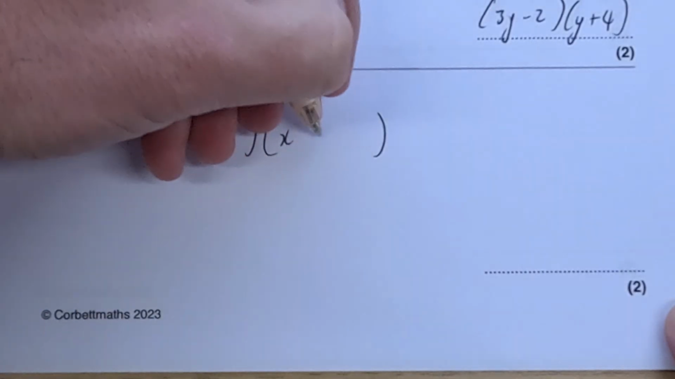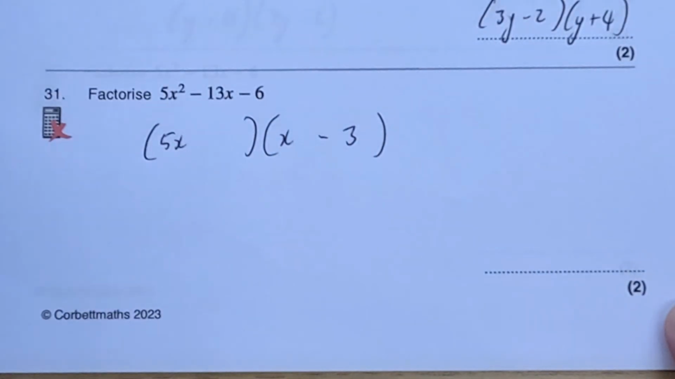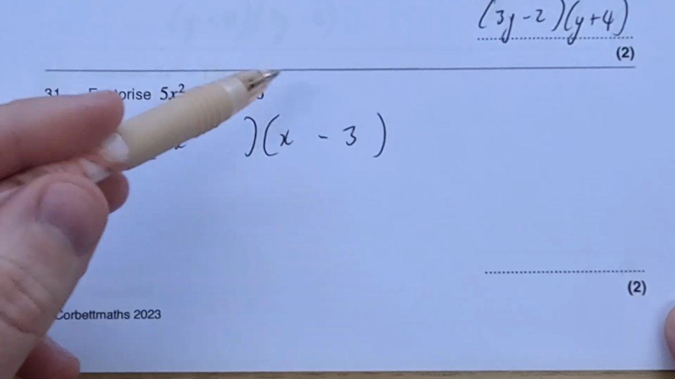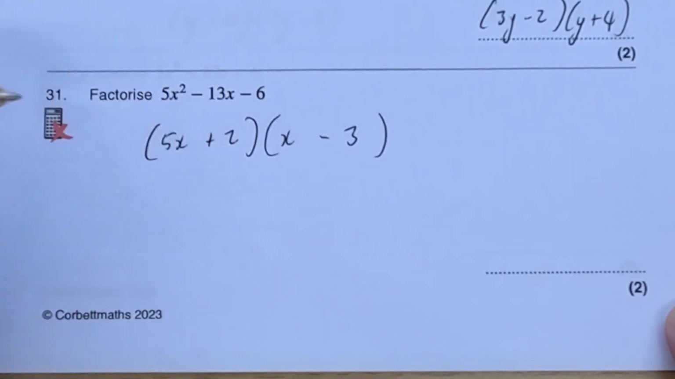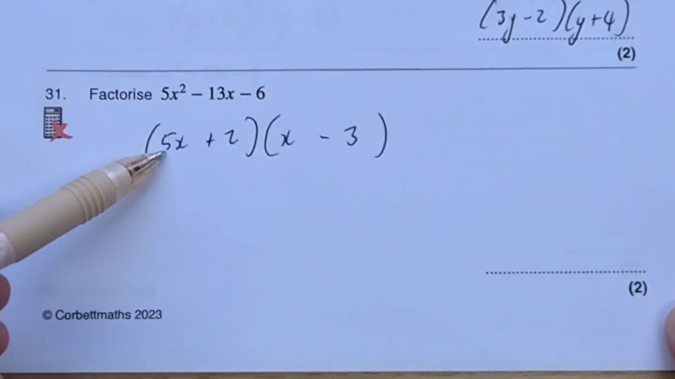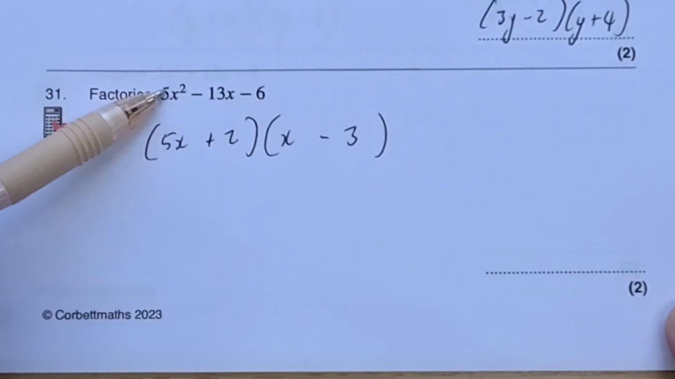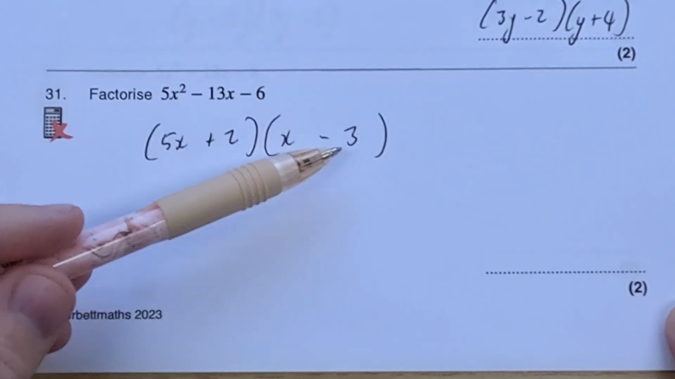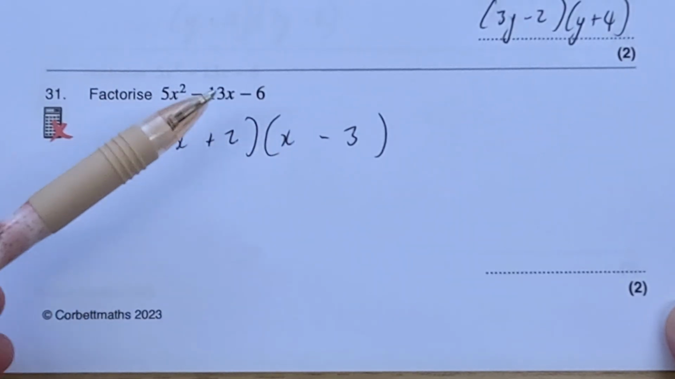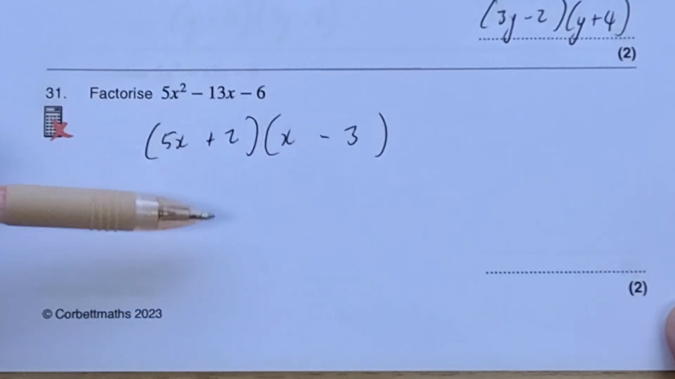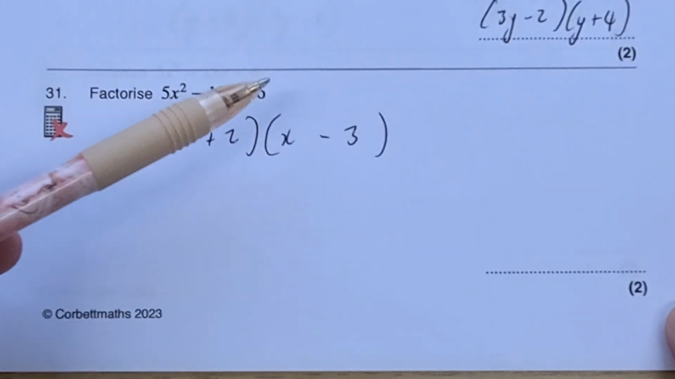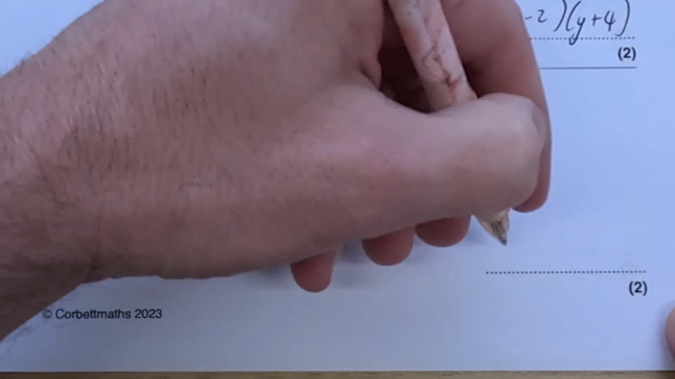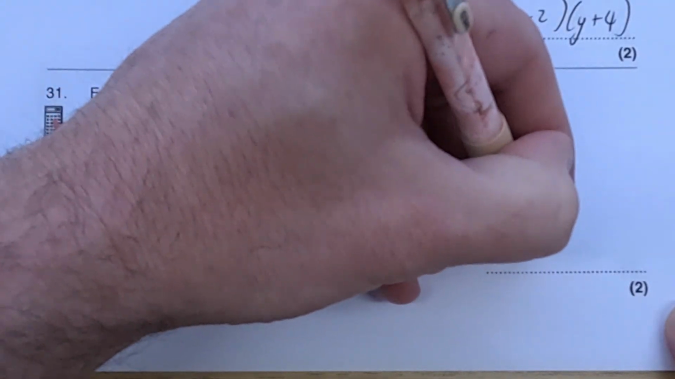So I think if we put the minus 3 there, because if we had minus 3 and 2, 5 times minus 3 would be minus 15x. And then if we put the plus 2 there, then let's just check this, because we would have 5x times x is 5x squared. 5x times minus 3 would be minus 15x. 2 times x is 2x, and if you go back up 2x, you get to minus 13x. And 2 times minus 3 would be minus 6. And that's it, we're done. So the answer would be 5x plus 2, then in brackets, x minus 3.